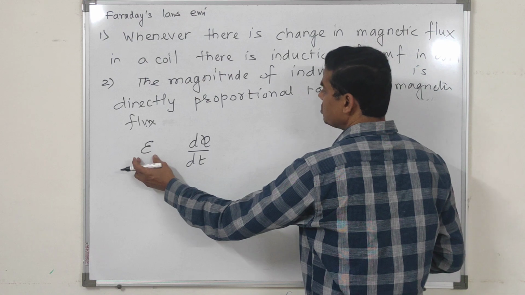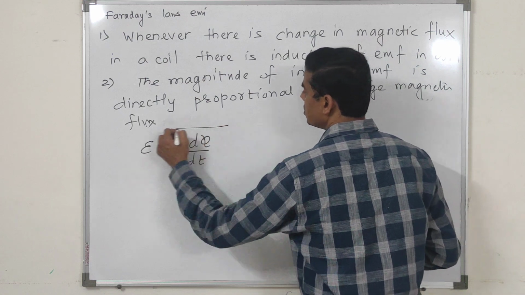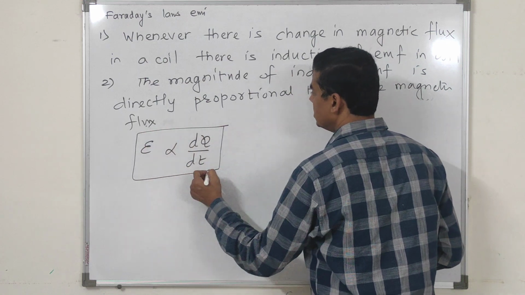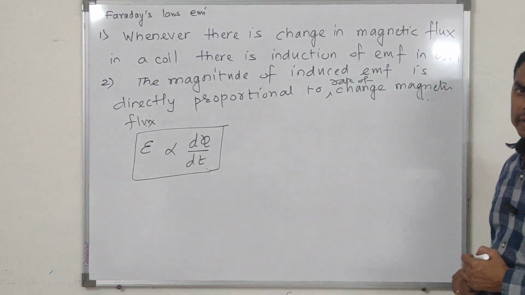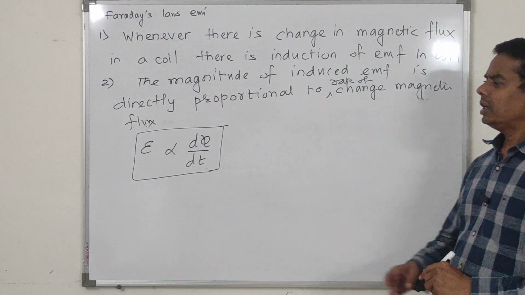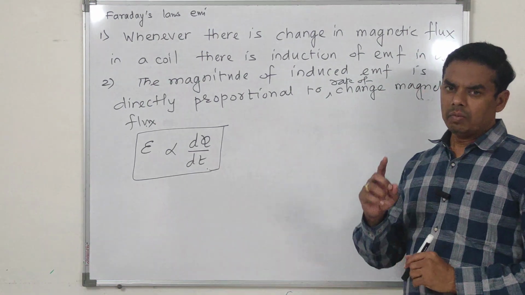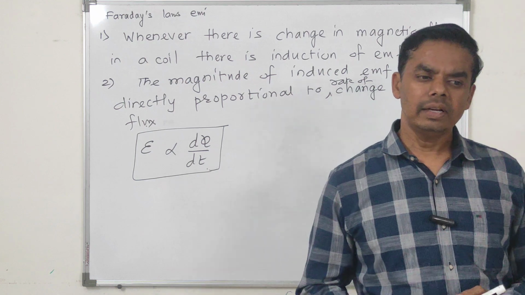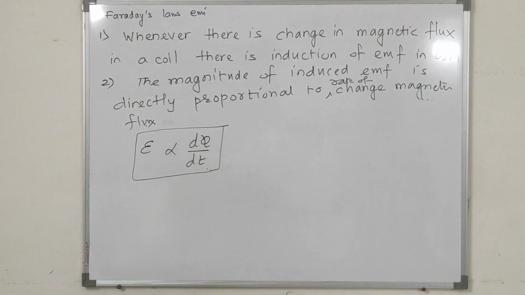So an induced EMF is directly proportional to the rate of change of magnetic flux. This is Faraday's law of electromagnetic induction. It represents both laws. One is why there is an induction of EMF, that is due to the change in magnetic flux associated with the coil. And second, how much EMF is induced?